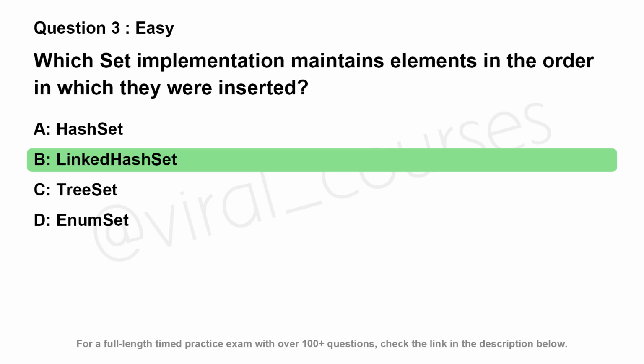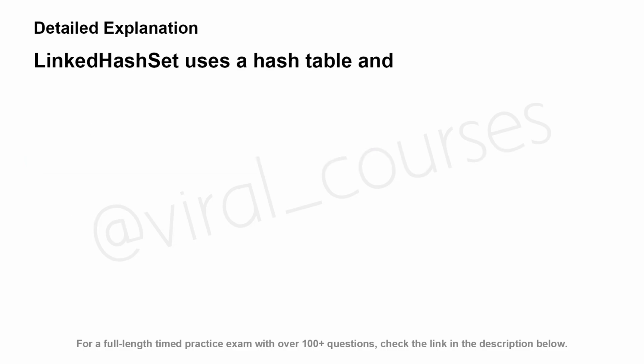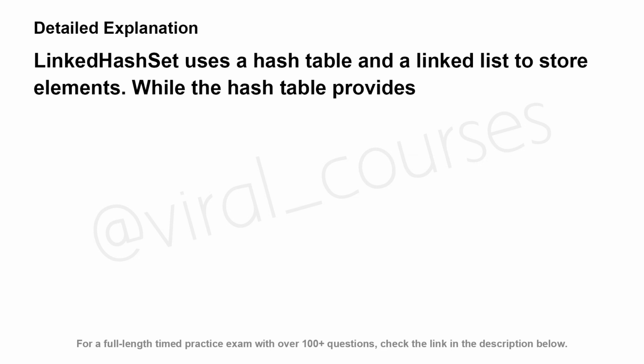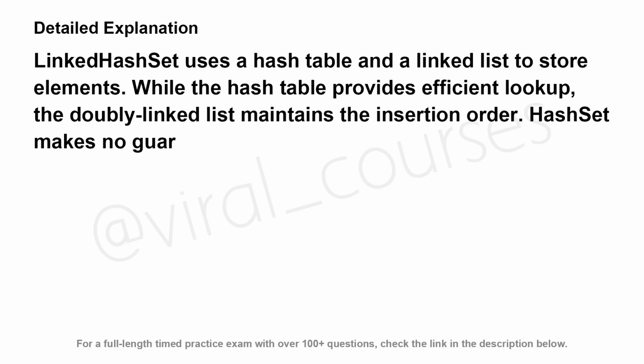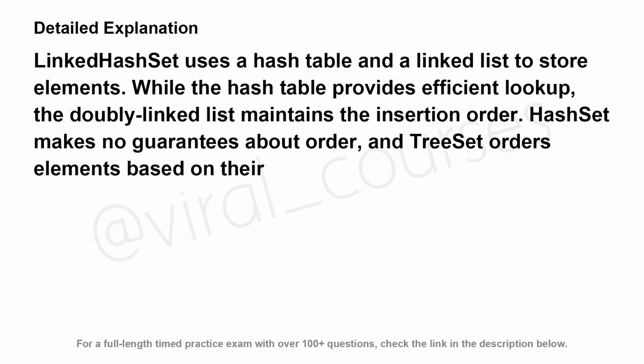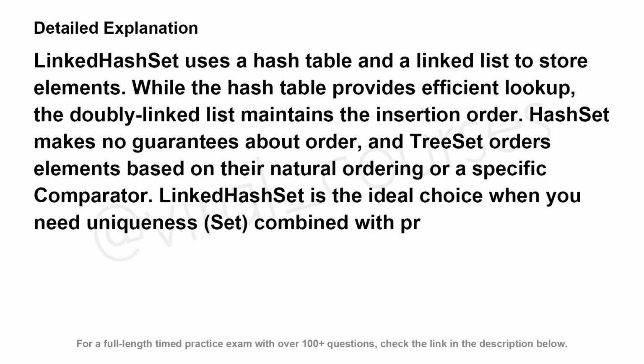The correct answer is B. LinkedHashSet uses a hash table and a linked list to store elements. While the hash table provides efficient lookup, the doubly linked list maintains the insertion order. HashSet makes no guarantees about order, and TreeSet orders elements based on their natural ordering or a specific comparator. LinkedHashSet is the ideal choice when you need uniqueness, set, combined with predictable iteration order.